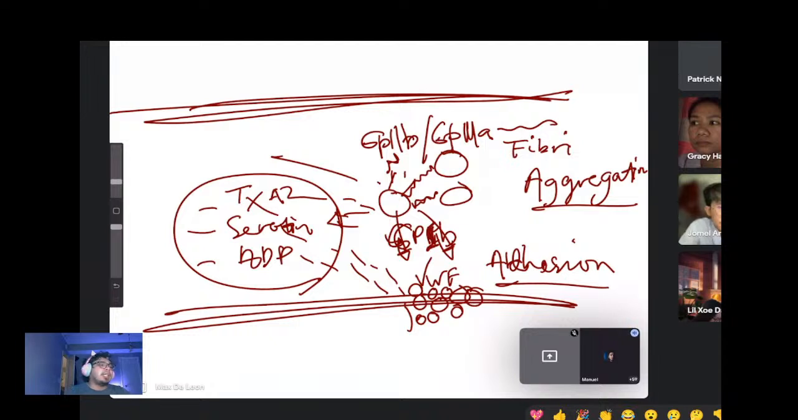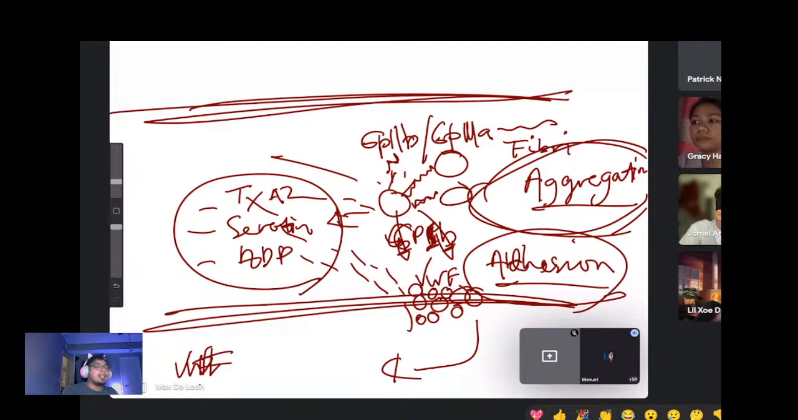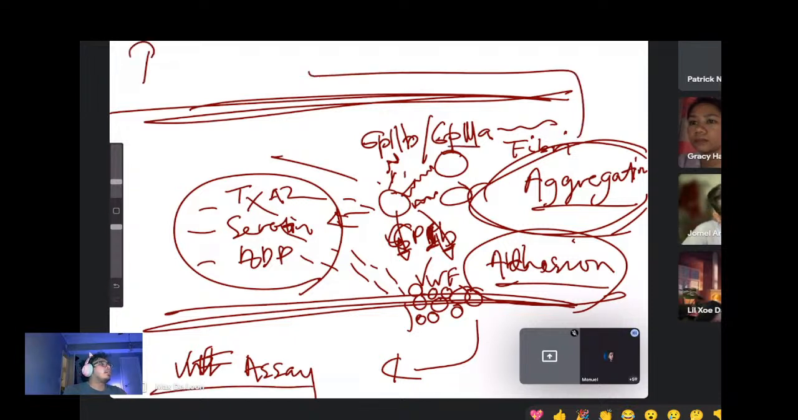Why is that important? Why are we talking about that? It's because we have tests for these two things. Platelet adhesion is tested by measuring von Willebrand factor, using von Willebrand factor assays. As medtechs, you need to know that. And for aggregation, we have platelet aggregometry.